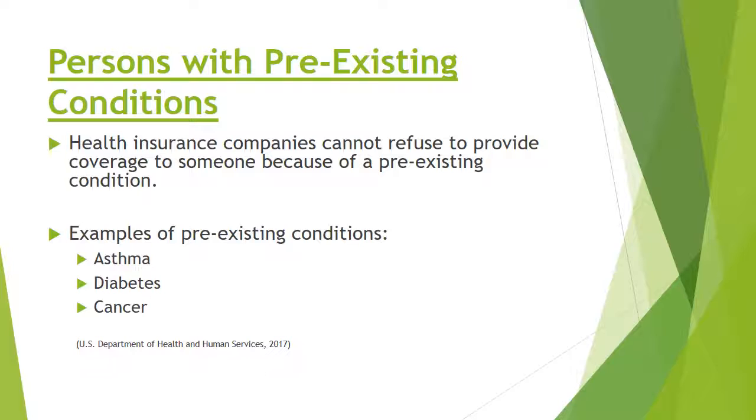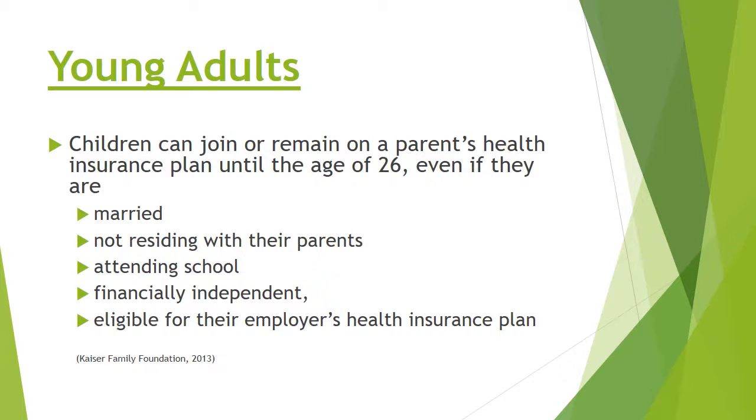Under the Affordable Care Act, those with pre-existing conditions are now covered, meaning that as of January 1, 2014, health insurance companies cannot refuse to cover, charge more, or limit benefits to a person with a pre-existing condition. A pre-existing condition is a health problem that a person had before the new health coverage starts. Some examples of pre-existing conditions are asthma, diabetes, and cancer.